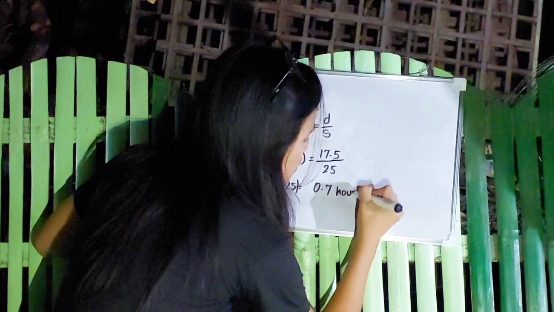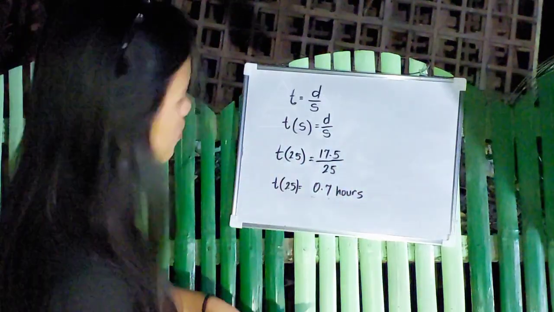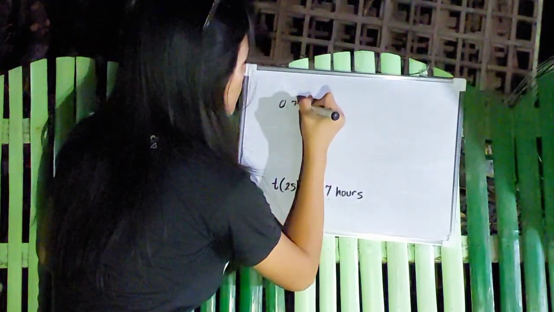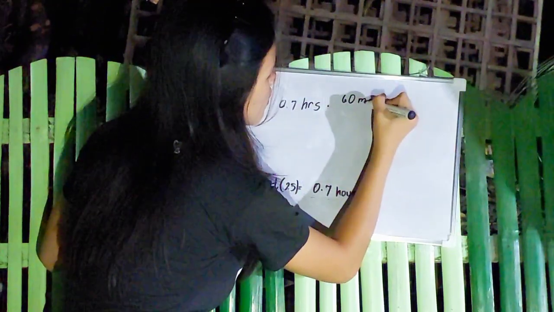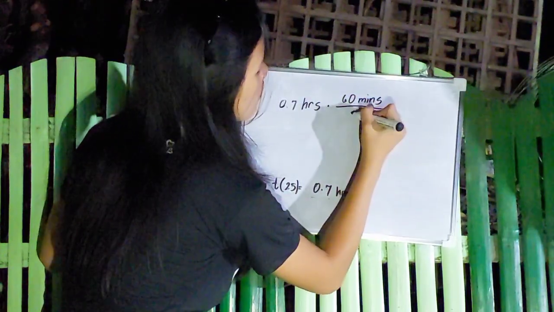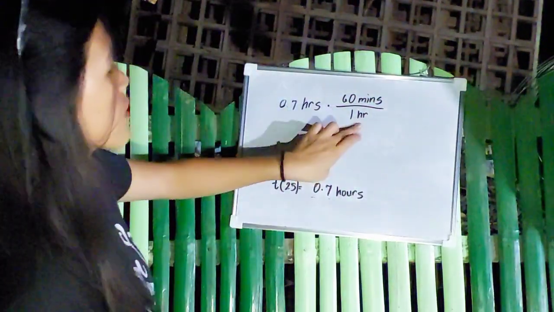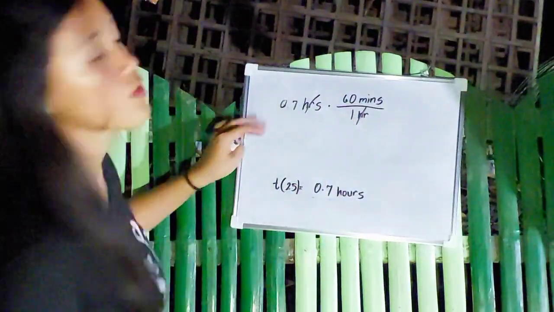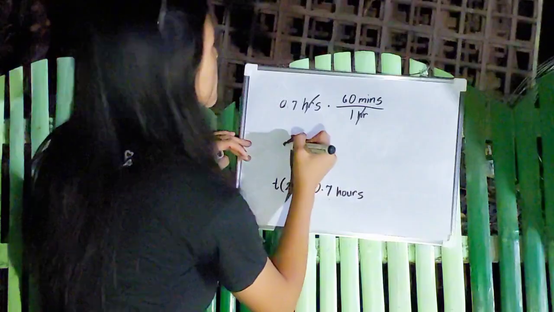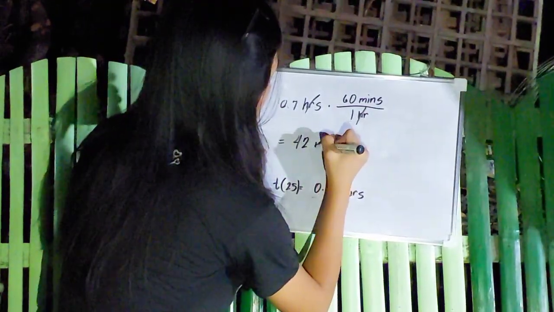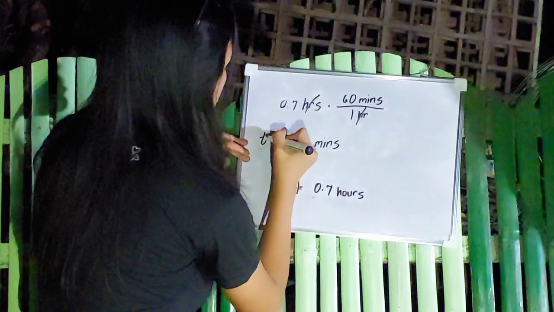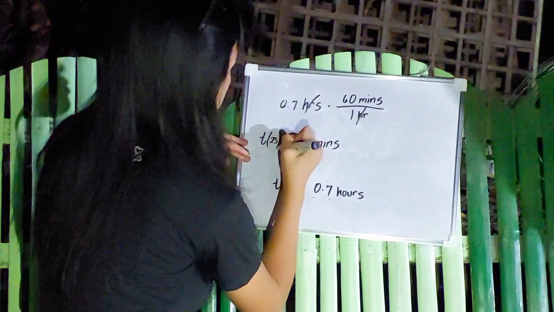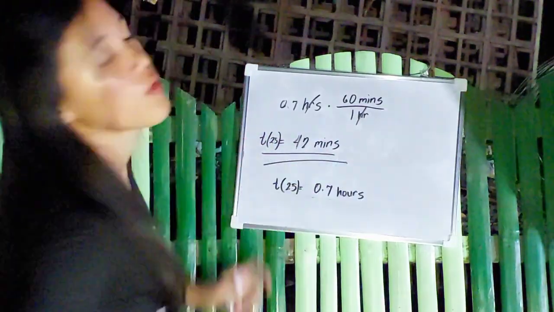0.7 hours. So let us know how many minutes there are in 0.7 hours. In order to know how many minutes, we just need to multiply 0.7 hours and 60 minutes over 1 hour. Let us do a cancellation. We can cancel hours and then multiply 0.7 times 60 is equal to 42 minutes. Therefore, the time it takes to reach Shatan with an average speed of 25 kilometers per hour is 42 minutes.